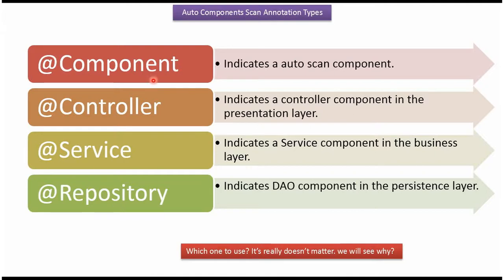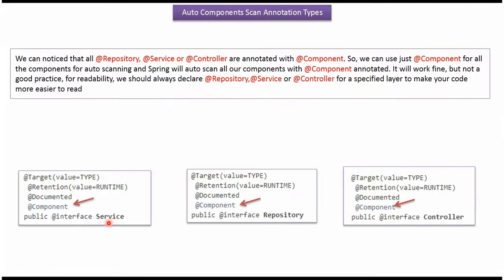Out of these four annotations, we will see which one to use. Here you can see the @Service annotation, which is annotated with the @Component annotation. Here you can see the @Repository annotation, which is annotated with the @Component annotation. Here you can see the @Controller annotation. It is annotated with the @Component annotation. So all these annotations are annotated with the @Component annotation. So we can just use the @Component annotation for all the components for auto scanning.